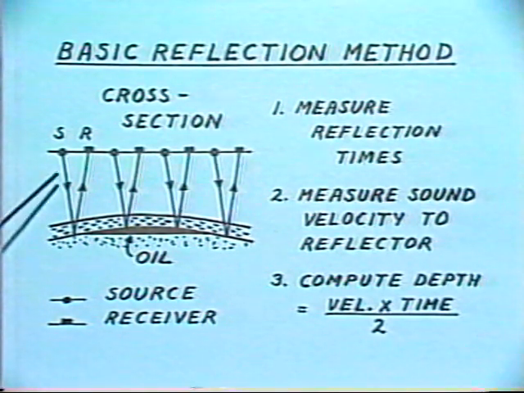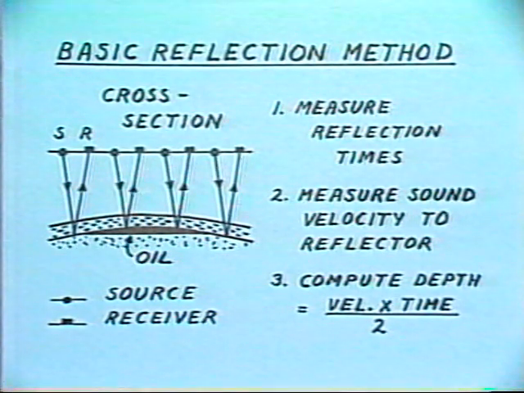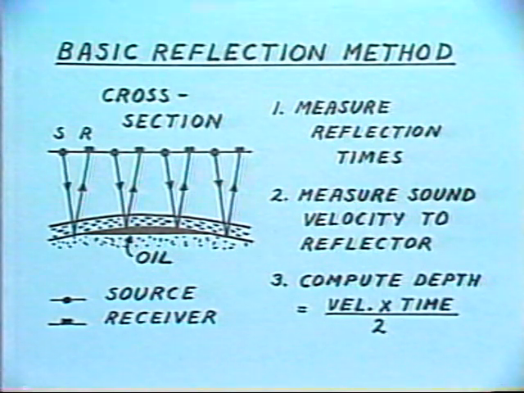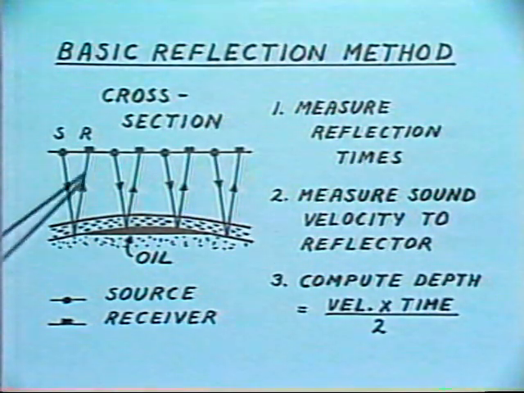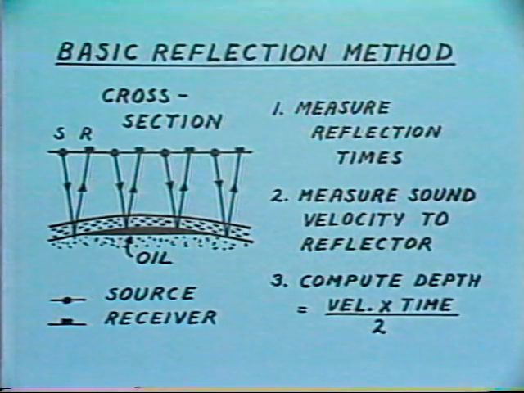Now, if this is done at several points across a structure such as this, we can measure the travel times to a particular interface, and then, knowing the velocity of travel to that interface, we can calculate the depth of that interface below these various points on the surface, and so obtain a picture of the structure of that particular oil trap.